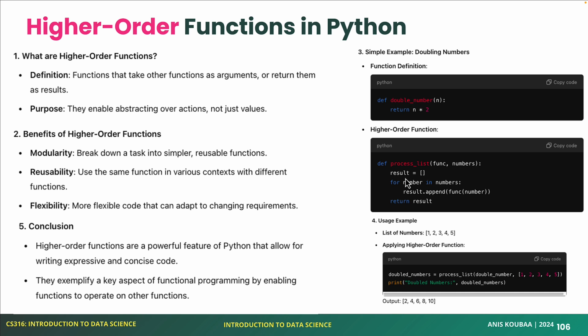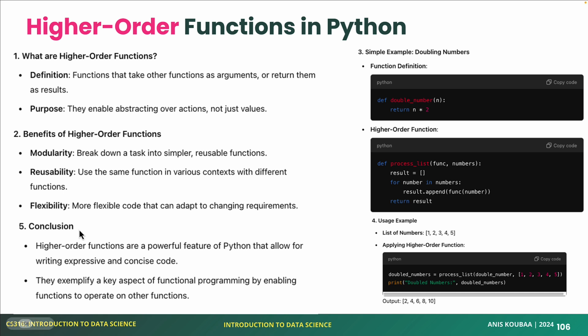And then I'm going to create a new list that will do what? It will apply the function to each element of the list. For example, this function will double the value. So what will be the result if I apply double number in process list? If I take a list of 1, 2, 3, 4, 5 and apply this function as an argument, it is going to return a list that contains the double of all values.